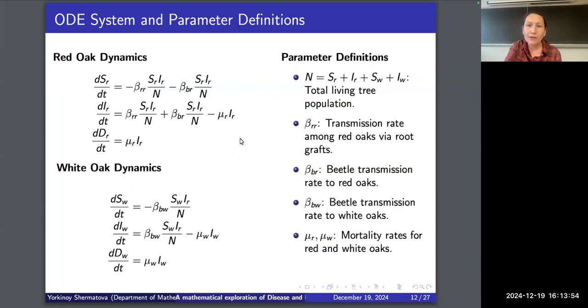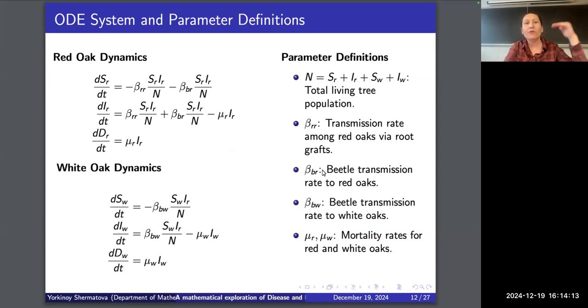So we're translating all that, and I have to be mindful of the time now, into parameters and a differential equation system: the transmission rate among red oaks, BRR.